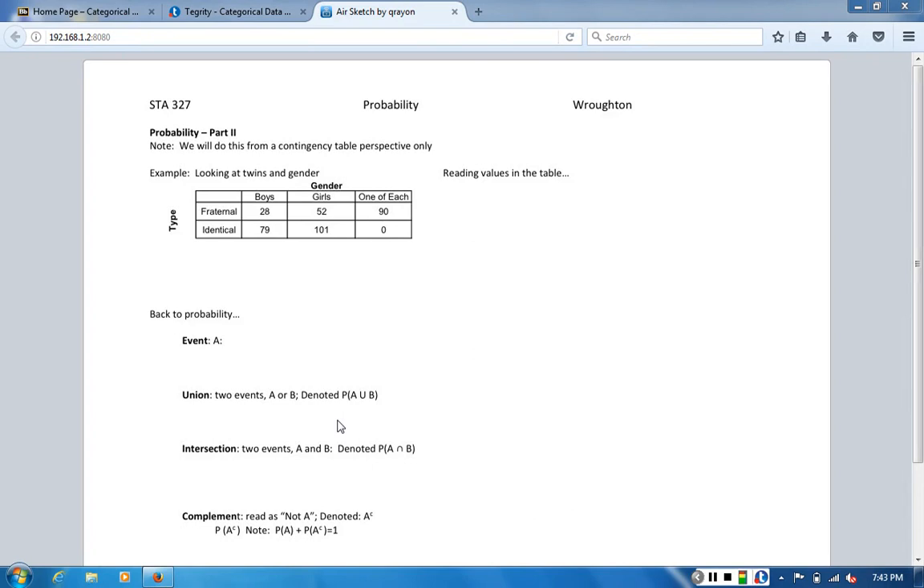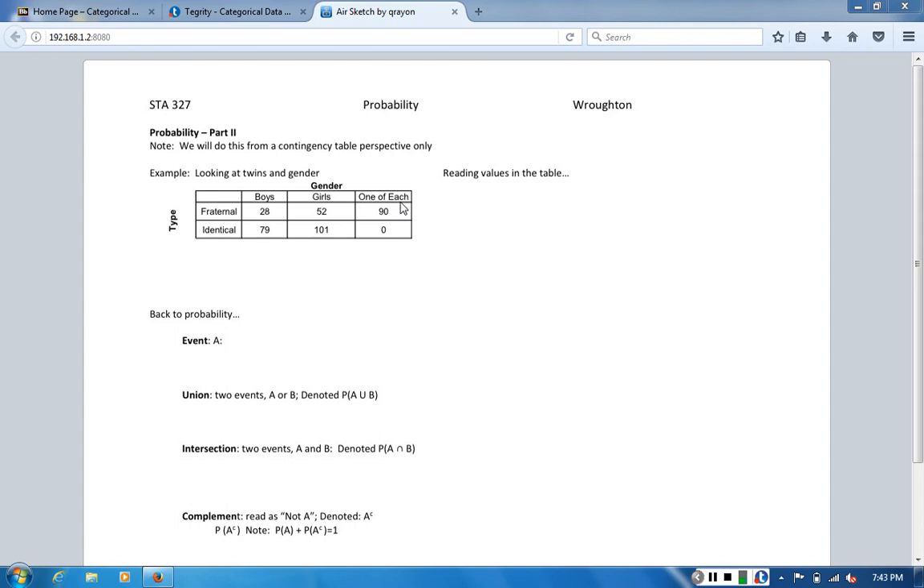So we're going to look at things just from a contingency table perspective, just because that's what we're going to see things from. When we have this contingency table, we're really going to be looking at two variables, and they're both going to be categorical. For example, we're going to look at the type of twins, whether they're fraternal or identical, and then the gender of those twins. The gender options are either they are both boys, both girls, or one boy and one girl.